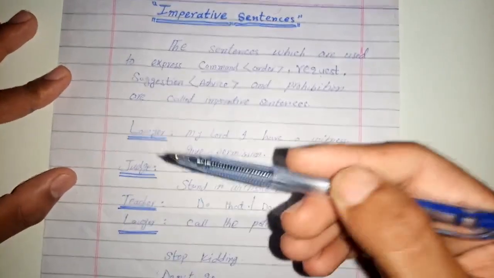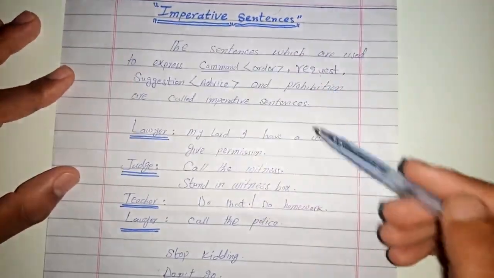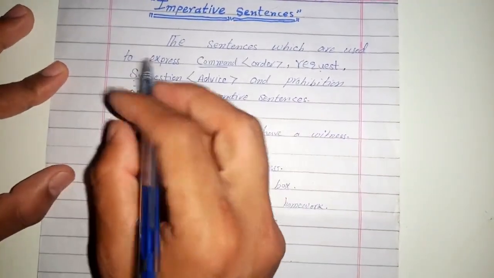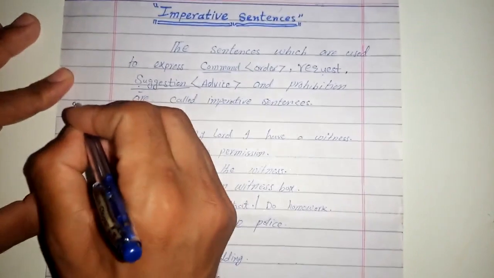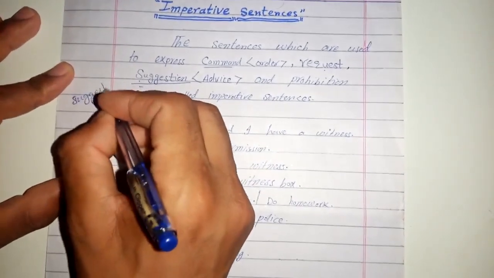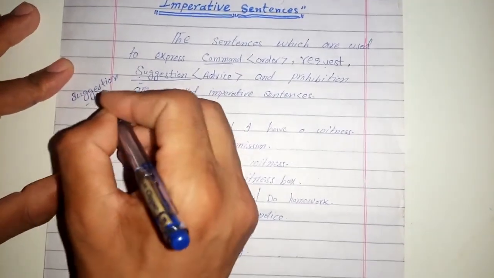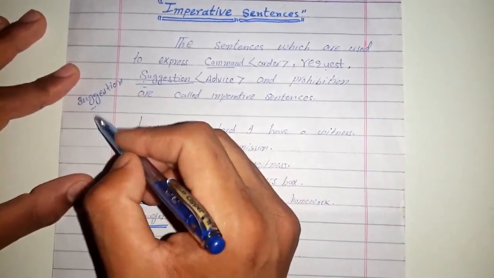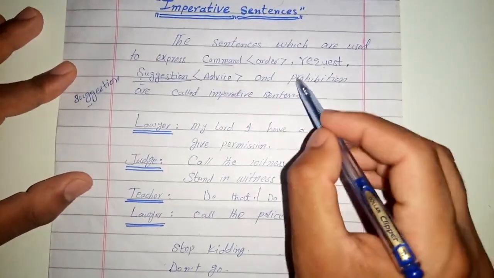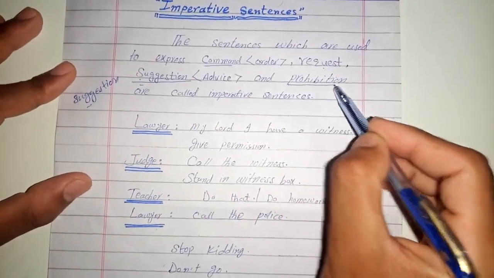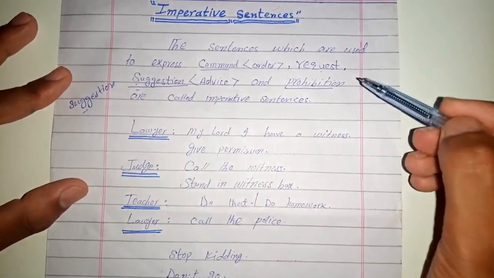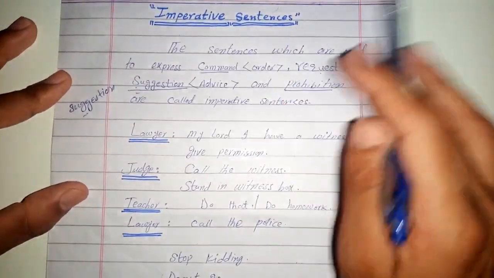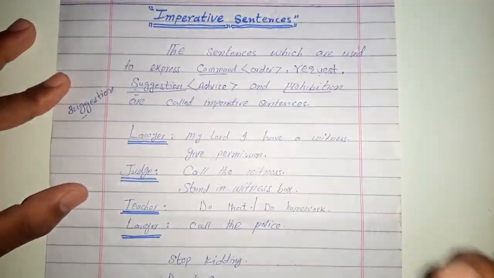Suggestion means advice. When we give some advice to anybody, that is used in an imperative sentence. Suggestion is the word. And prohibition means when we have to stop anybody, to restrain, when we give a restriction to anybody not to do that, that is called prohibition, or an imperative sentence. These kinds of sentences are studied in imperative sentences.